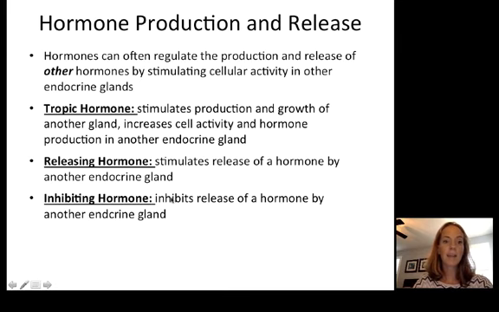So this, in my mind, is like your manager, and then your assistant manager, and then the final endocrine gland is the worker. So the manager sends out the, hey, you guys need to get to work and start producing. The assistant manager says, yep, you've produced, now go do what you were supposed to do. And then the gland does the work. The worker does the work. So manager, tropic hormone; assistant manager, releasing hormone; actual worker, the person who does the work, is the endocrine gland.